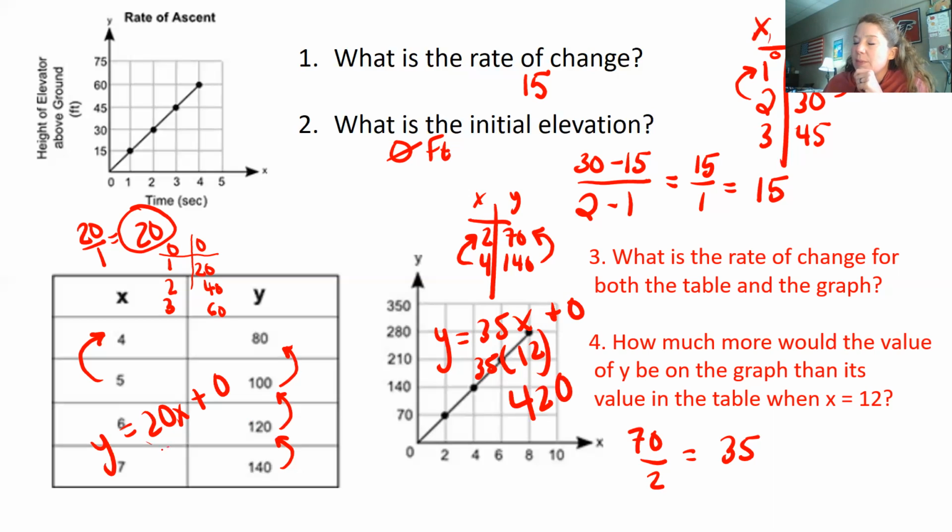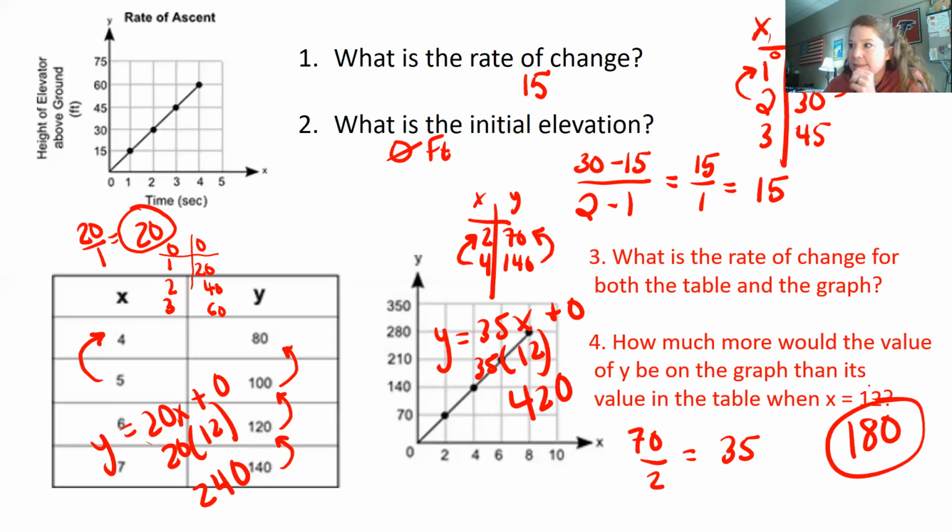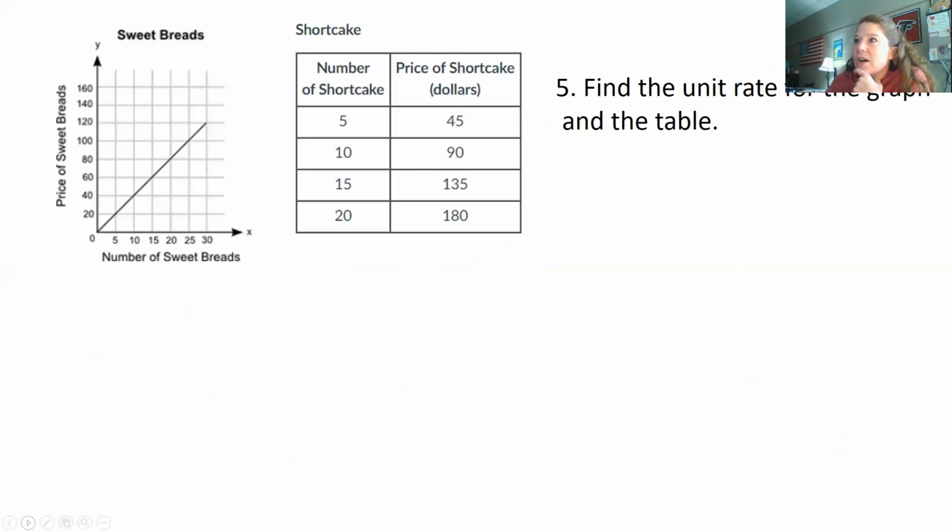And here, if I plugged in a 12 for X, I would get, let's see, 240. So how much more would it be on the graph than the table? So it'd be 420 minus 240. And the answer is 180 more. 180 more. All right, makes sense? I hope so. All right, moving on.